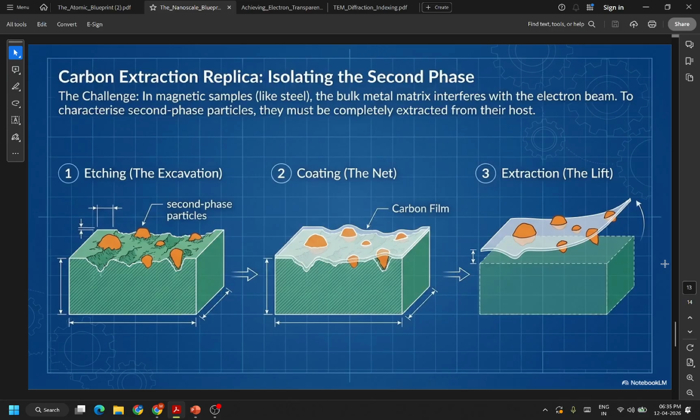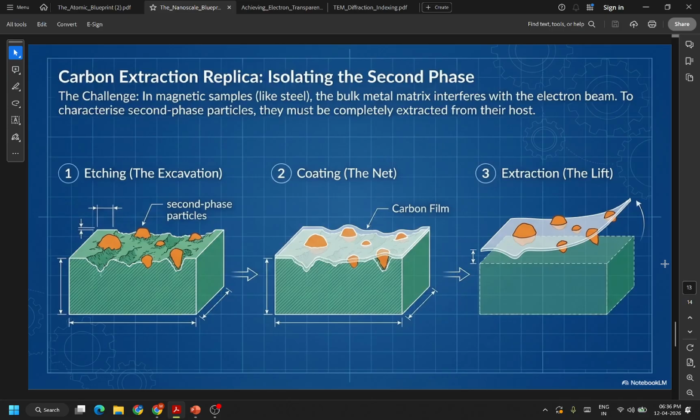So for second phase particles, we use carbon extraction. So let's say we have particles embedded in a material. Like in magnetic samples like steel, the bulk metal matrix interferes with the electron beam. And if you want to characterize second phase particles, they must be completely extracted from the host.